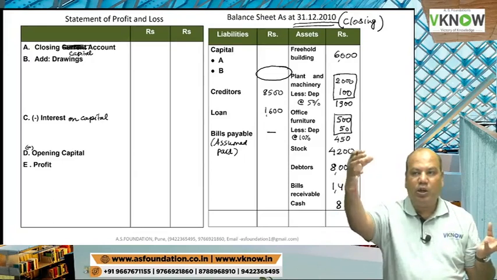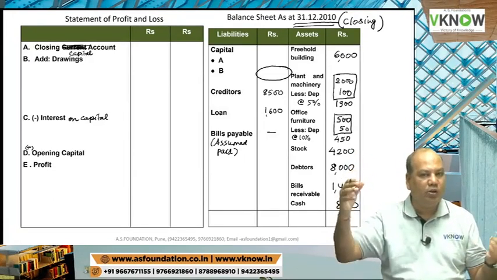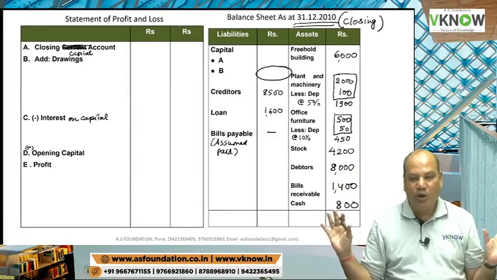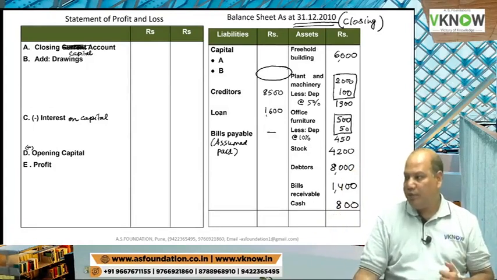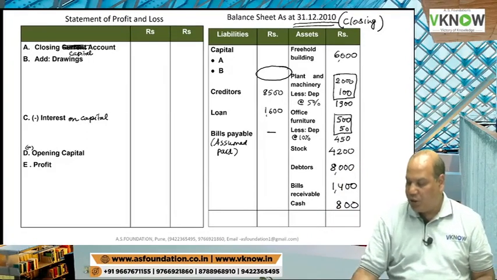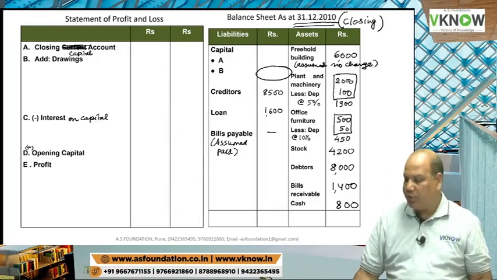Bills payable and building can't be compared. Bills payable are usually paid in short period of time. Building is a long-term asset. Building has a long life. Okay. So building assumed continues. Assumed no change. But bills payable assume has been paid.